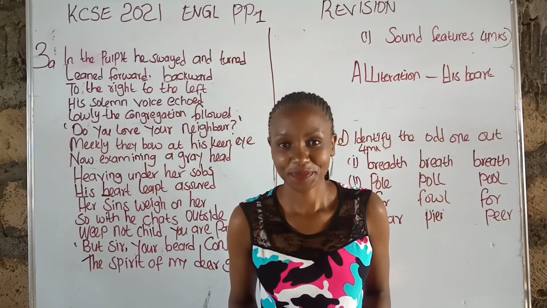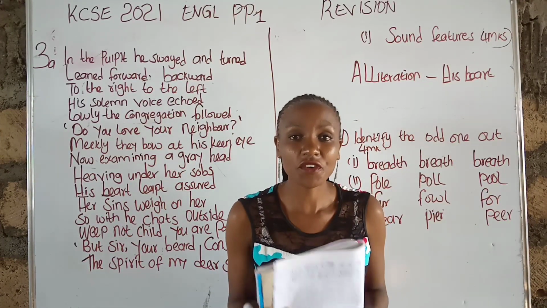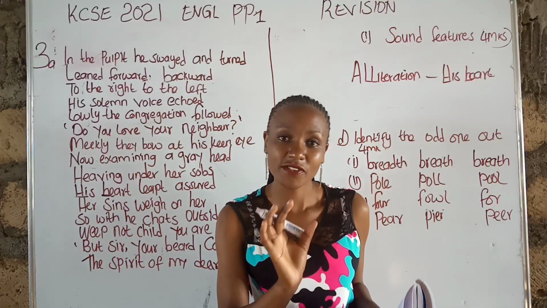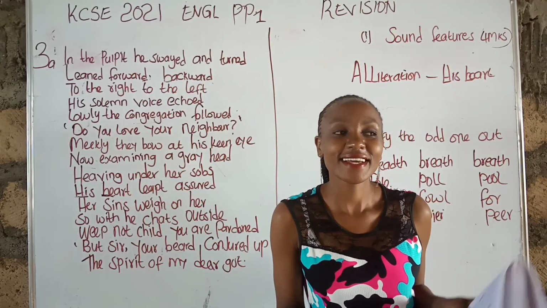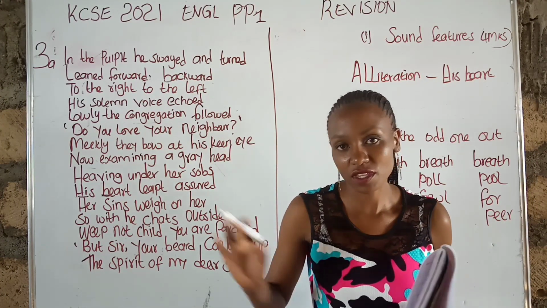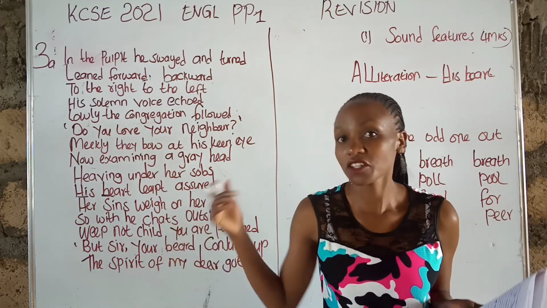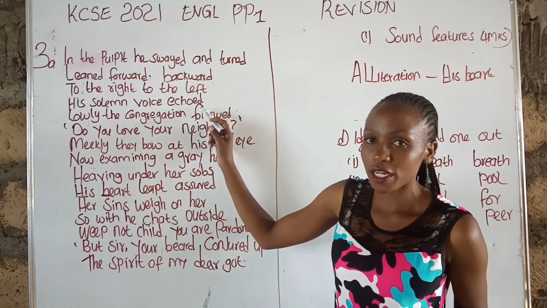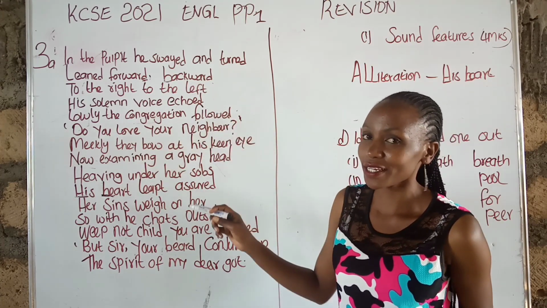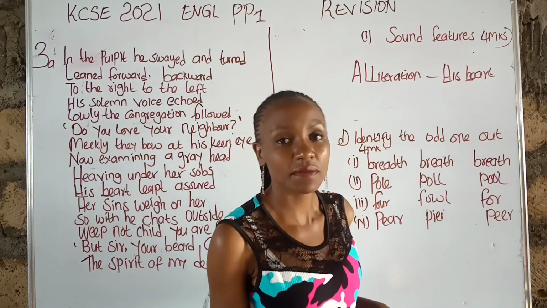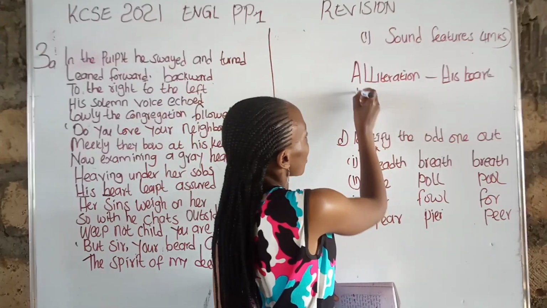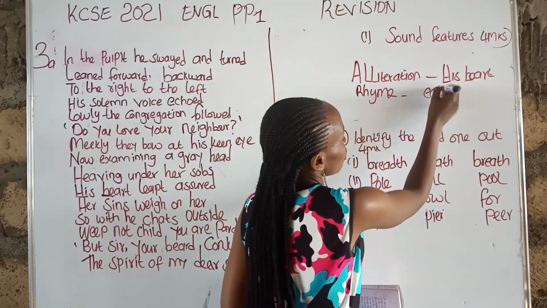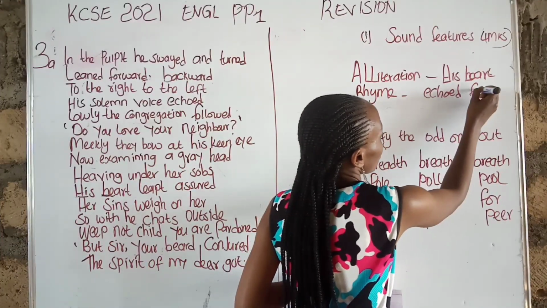Number 2, yeah, you're right. We have rhyme. Don't write rhyming words, but the sound pattern is rhyme. Rhyme is words that end with the same syllable, and you consider also the sound. So we have the words echoed, heard, and followed. They end with the same syllable. So rhyme, and then we have echoed, followed.